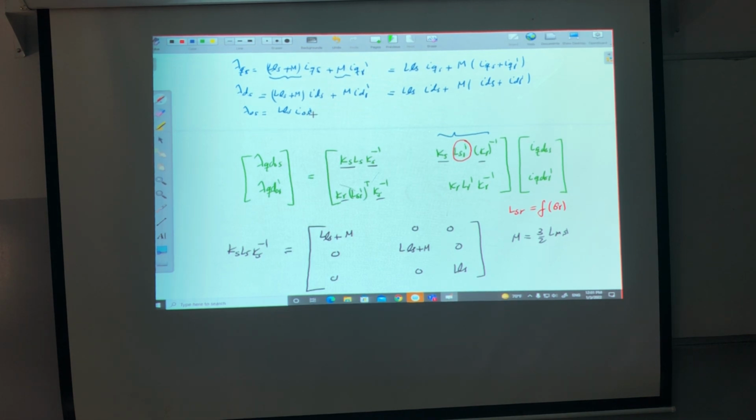Now for the zero, lambda 0s is equal to LLS I0s, correct? There's no mutual there. Now what about the flux linkage for the rotor?